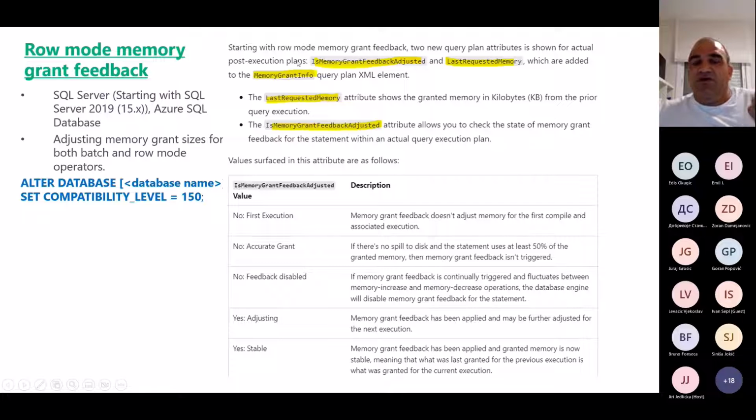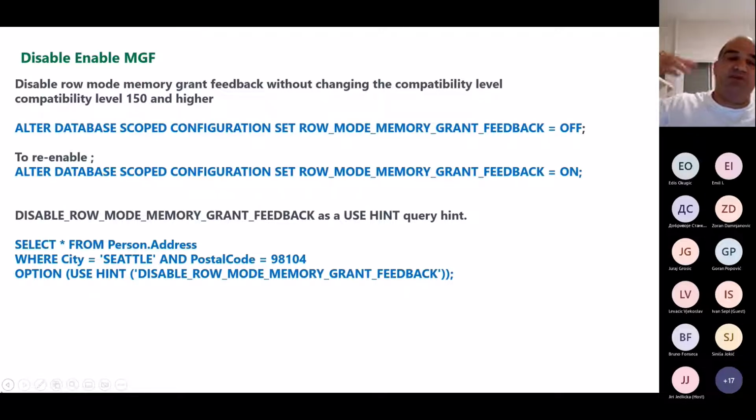So how do you know it adjusts? Because in the execution plan you will see IsMemoryGrantFeedbackAdjusted and LastRequestedMemory, which we added to the memory grant info. We'll see it in the current XML plan. The LastRequestedMemory shows the granted memory in kilobytes from the prior execution. The IsMemoryGrantFeedbackAdjusted attribute shows the state of the memory grant feedback. These are the possible values. We'll see it now in the demo. How to disable or enable memory grant feedback?